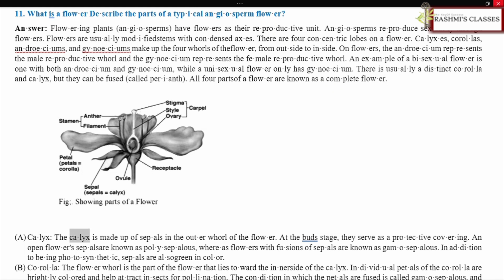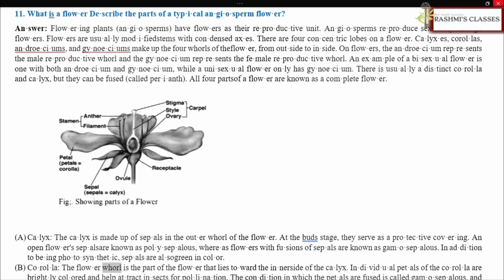Calyx. The calyx is made up of sepals in the outer whorl of the flower. At the bud stage, they serve as a protective covering. In an open flower, free sepals are known as polysepalous, whereas flowers with fusion of sepals are known as gamosepalous. In addition to being photosynthetic, sepals are also green in color.